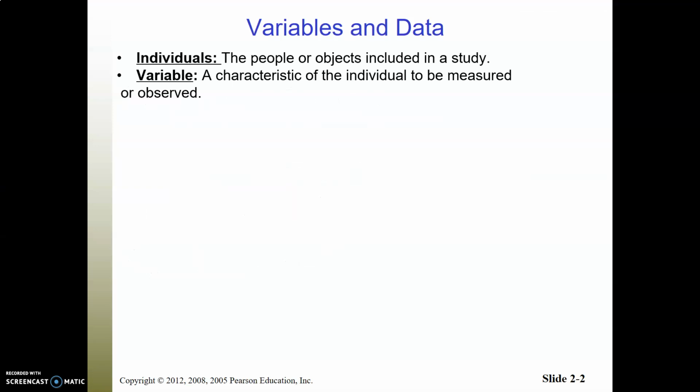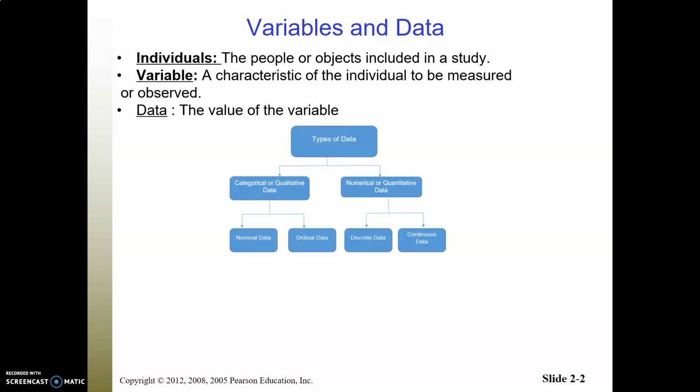So what is a variable? A variable is a characteristic that varies from person to person or from item to item. And what is the data? I just told you the data is the value of the variable. There are different types of data. One is called numerical or quantitative data. The other one is called categorical or qualitative data. And there are further types which we are going to learn. Quantitative data is described as discrete or continuous, and the qualitative data has further two categories called nominal data and ordinal data.